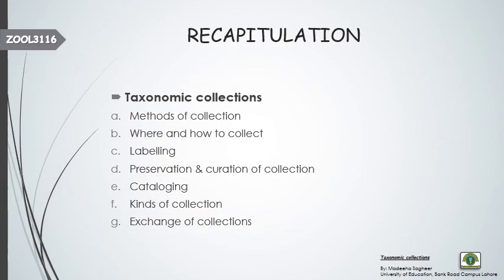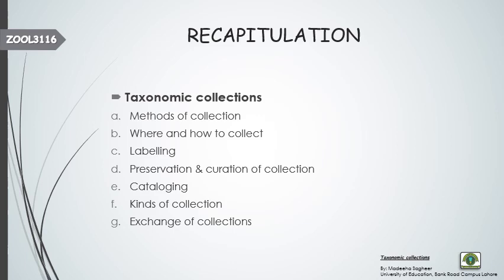Students, let's recapitulate our lecture, or let's summarize today's lecture. It was about the taxonomic collections. First of all, we talked about the methods of collection, then where and how to collect. From where we have to collect, we have to select the group, and we have to choose diverse geographical areas or diverse localities. Then after the collection, we come to the labeling of the collection. First of all, we made temporary labels, then we replace the temporary labels with permanent labels in our lab. Temporary labels are made in the field in order to avoid error.